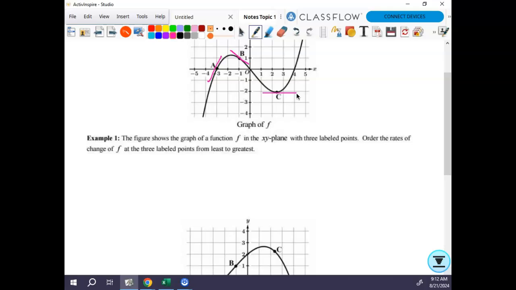All right, so before I even think about ordering them, I'm going to think about what I know. I don't know what the actual slope is at A. I don't care. Is it positive or negative? Positive, okay. What about B? Negative. What about C? 0. Okay, now let's pay attention to what the question says so we don't do it backwards. We want to order them from least to greatest. So which one has the smallest slope? B, because it's negative, right? Then C, then A.